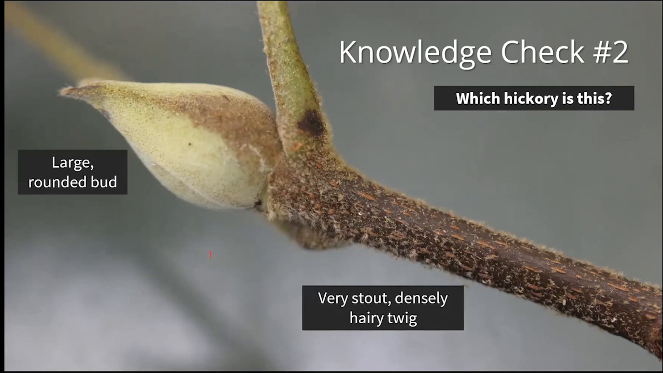All right, looks like everybody has identified it, so let's end the polling. Share it. As we can see, about half of you got Mockernut Hickory, and that's great. Shagbark Hickory is also stout-twigged and hairy, but they have more of an elongated bud. So yeah, I'm glad to see people got that.